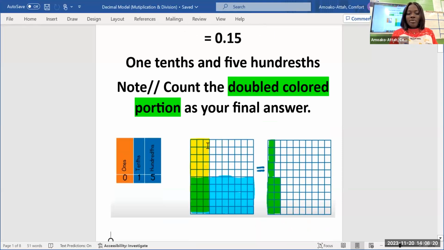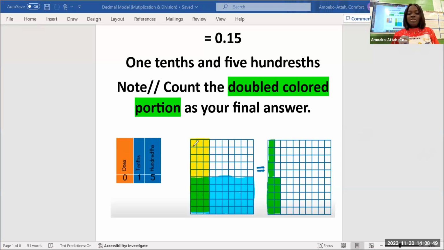Then I shade 3 tenths. Don't forget each is 0.1. So 3 tenths would be 3 of these. Then I also shade 5 tenths horizontally. So 3 tenths vertically, then 5 tenths horizontally. Then I count my double shaded portions as my final answer.